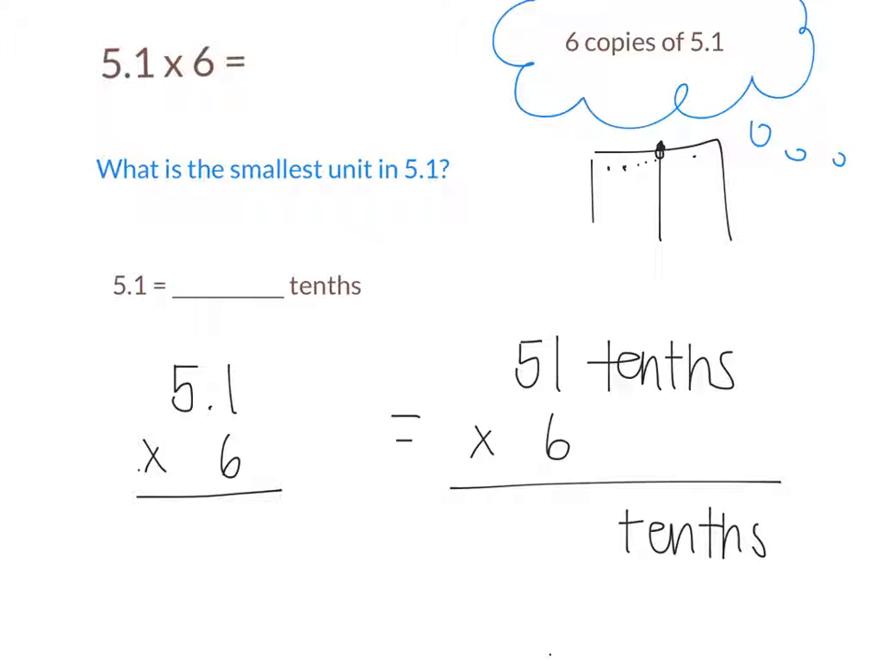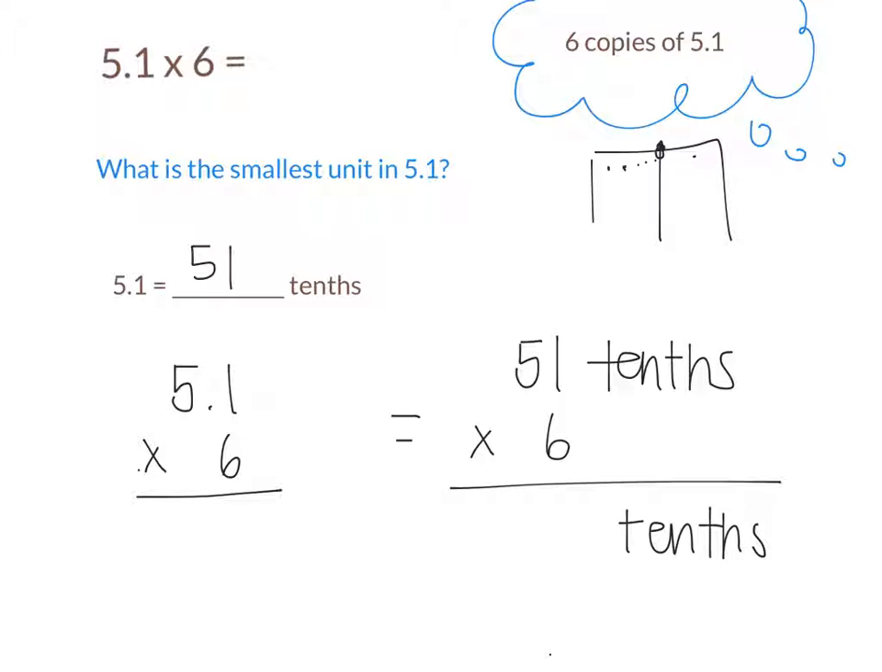Yeah. But instead of drawing that, let's just think to ourselves, what's the smallest unit in 5.1? The tenths, right? If I wanted to rewrite 5.1 only using tenths, how many tenths would I have? 51 tenths. So could we say that 5.1 times 6 is the same as 51 tenths times 6? Yes. Would that be the same as if I made 51 dots in this tenths column and then made 6 copies of it? Yeah. So we can write this in your notebook.